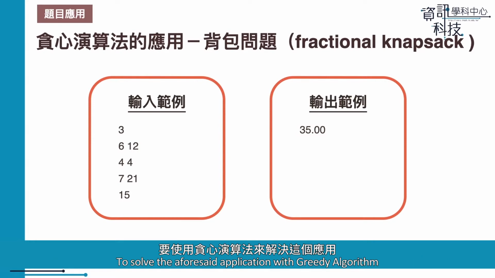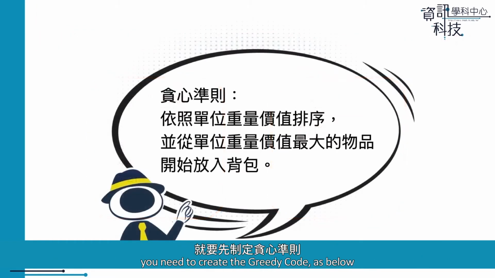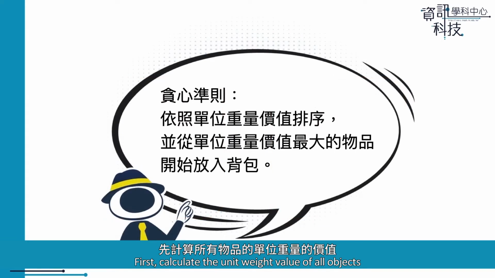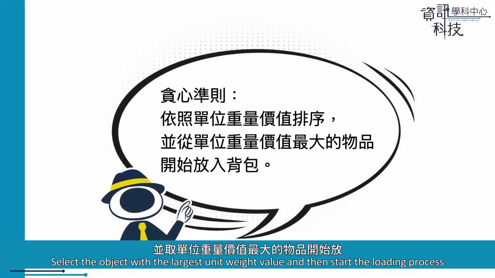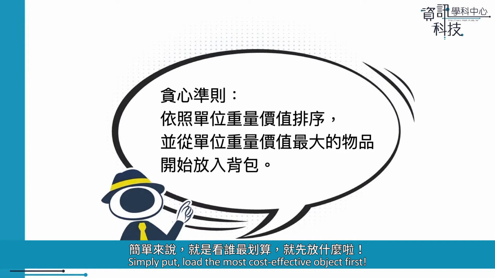To solve the aforesaid application with greedy algorithm, you need to create the greedy code as below. First, calculate the unit weight value of all objects. Sort all objects in order from large to small based on their unit weight values. Select the object with the largest unit weight value and then start the loading process. Simply put, load the most cost-effective object first.